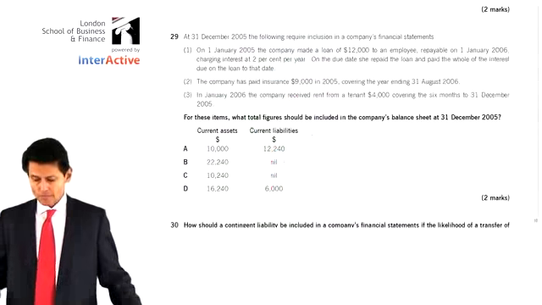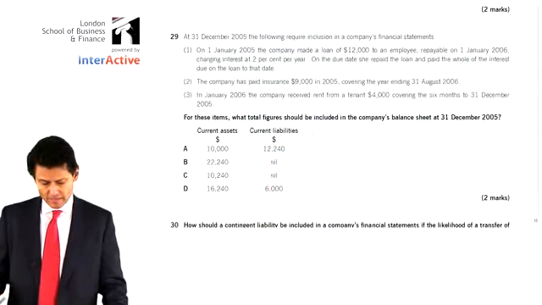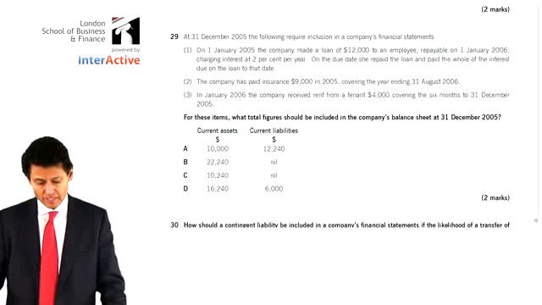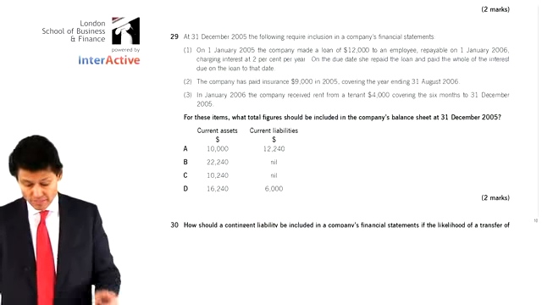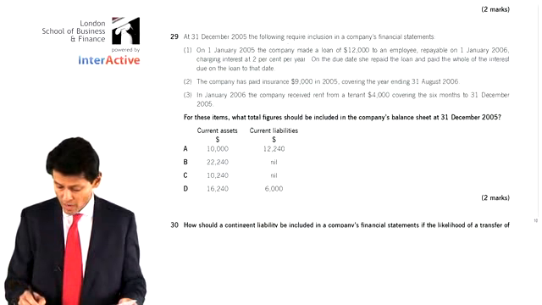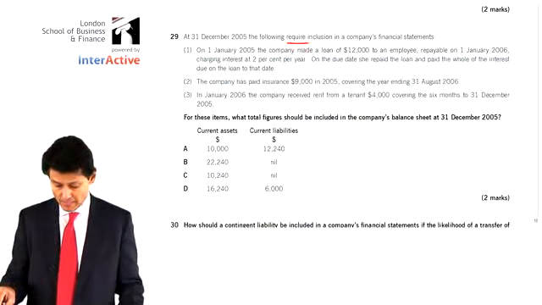However, the next one is the other way around, where you've got to do some rather serious-looking calculations. So can you read that, please? Stop the tape now as you begin to read that. So, question number 29, at the 31st of December 2005, the following require inclusion in a company's financial statements. I'm going to underline the word require. It tells me that I have to do something with these.